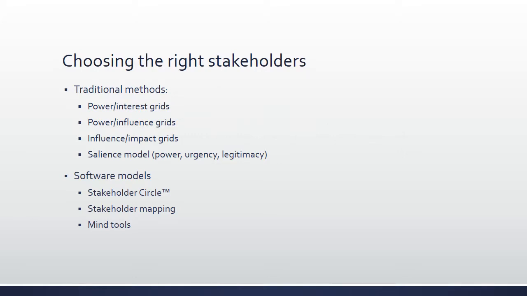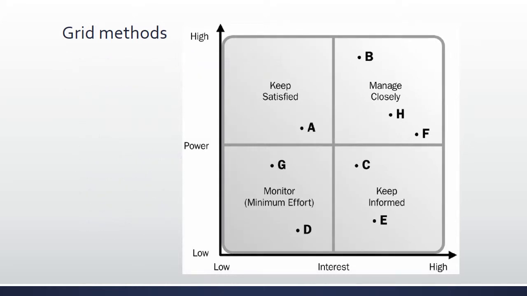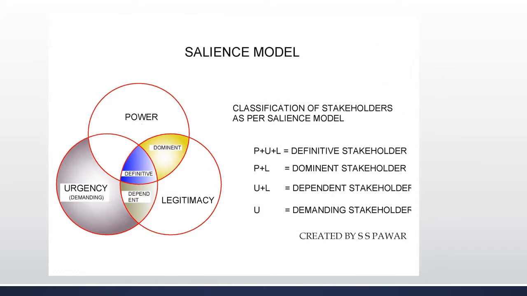Choosing the right stakeholder can be quite difficult. A number of traditional grid methods could be used, though depending on the size of the project, software models may better suit your needs. Grid methods are like the one displayed. Rate the stakeholder's position in relation to, in this case, power and interest, and then depending where they fall is how you keep them informed. Salience models point out the most noticeable or important stakeholder.